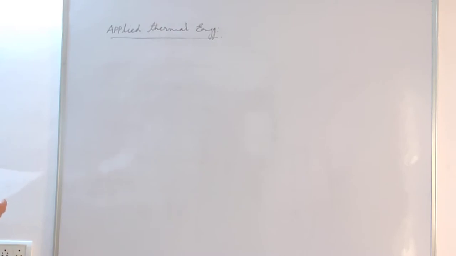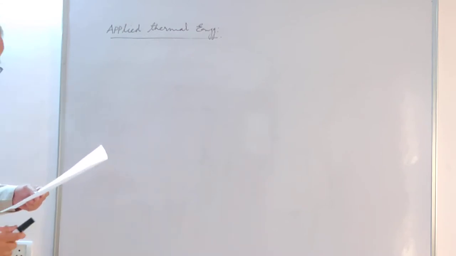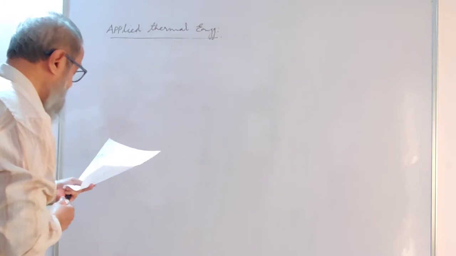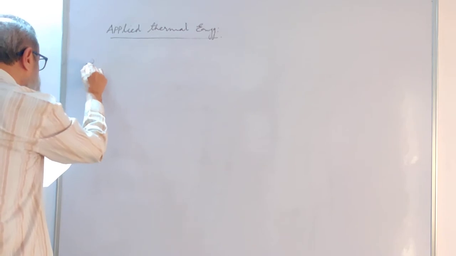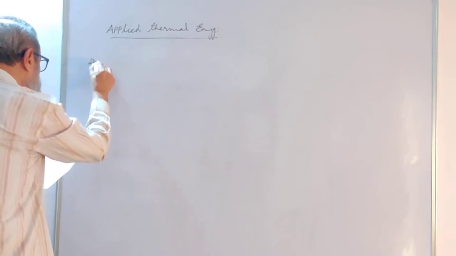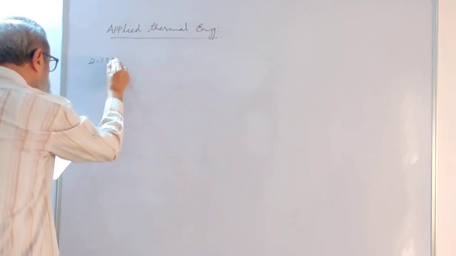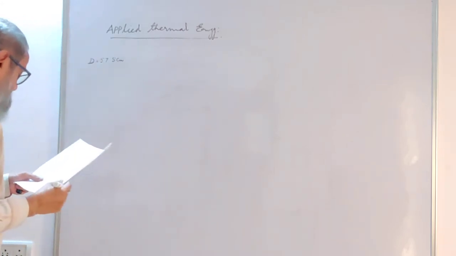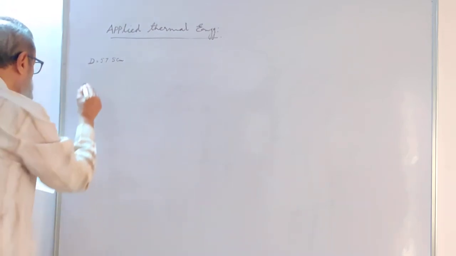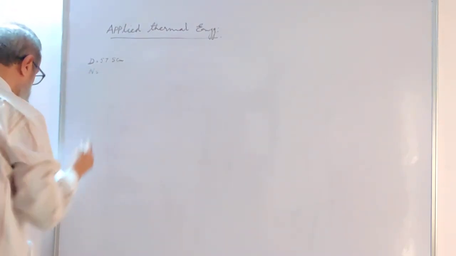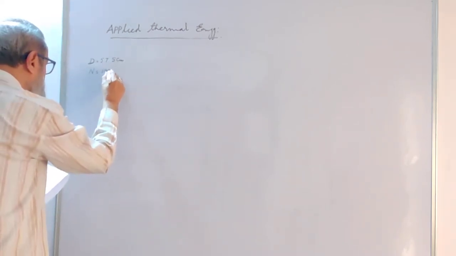Now, I will take this problem. A single stage impulse rotor has a blade ring diameter of 57.5 centimeter. This is the diameter of the wheel. It is given, and the blade is rotating at a speed of N, that is 10,000 rpm. The speed of the blades is 10,000 rpm.